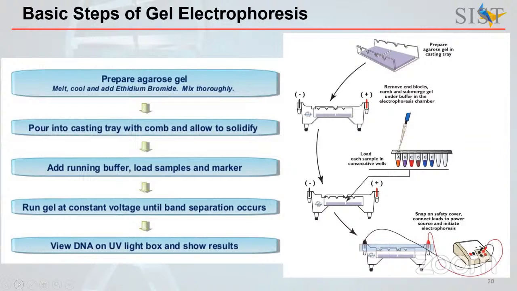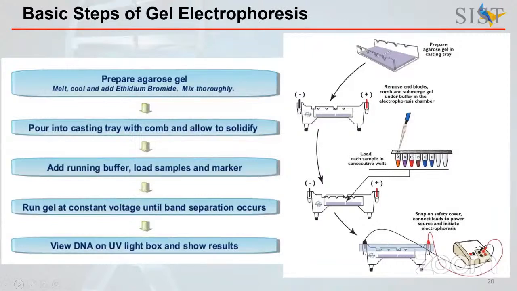And in the third step, a buffer will be added. This buffer is called the running buffer. It will be poured on top of the gel so that the gel is fully covered by the buffer. Then we can load the samples into the wells created by the comb. When loading, we will load the DNA sample along with loading dye. After loading the sample, the gel will be run at a constant voltage.